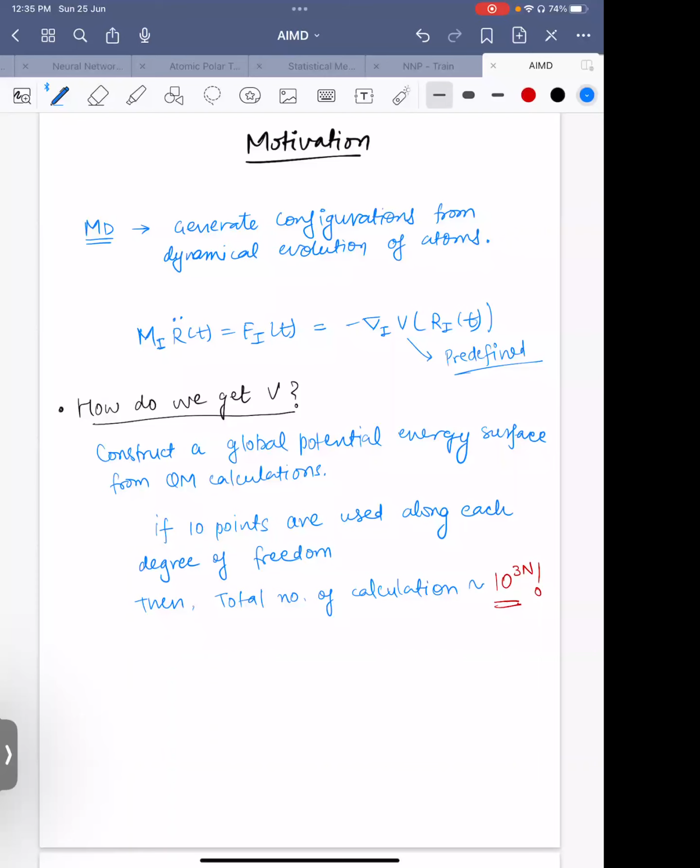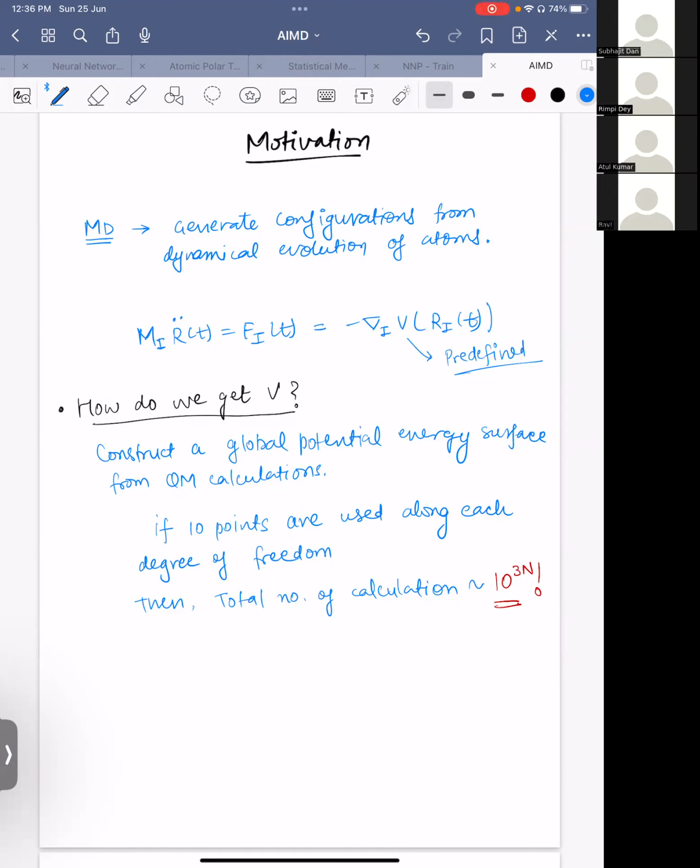I will be discussing ab initio molecular dynamics. So in chemistry, we deal with atoms and molecules. To understand the behavior of these atoms, how they interact, how they move, is very useful for us. One approach to understand this behavior is to do molecular dynamics simulation.